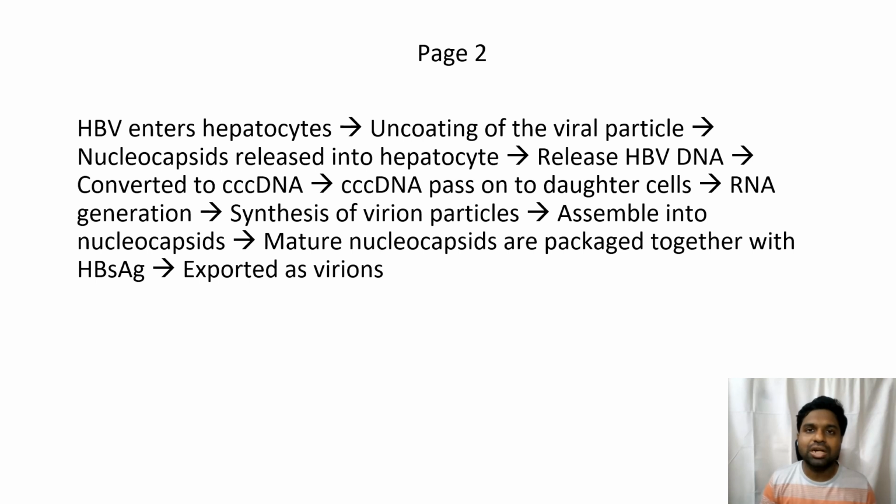Then comes the flowchart. Hepatitis B virus enters the hepatocyte. Uncoating of the virus happens. Nucleocapsid gets released, and so does HBV DNA. This DNA gets converted to cccDNA, and cccDNA goes into the genome of the host. Now it has two fates. One is it can continue in the next generation daughter hepatocytes as cccDNA, or otherwise it could generate RNA.